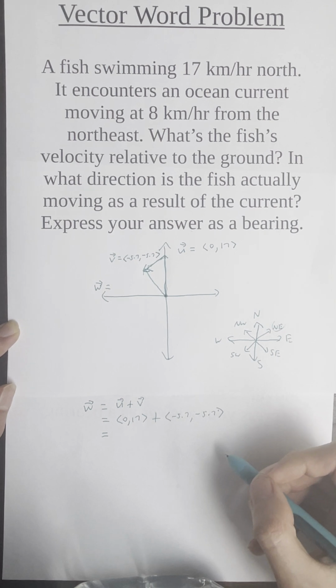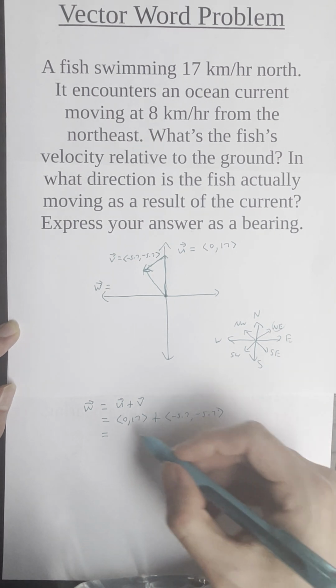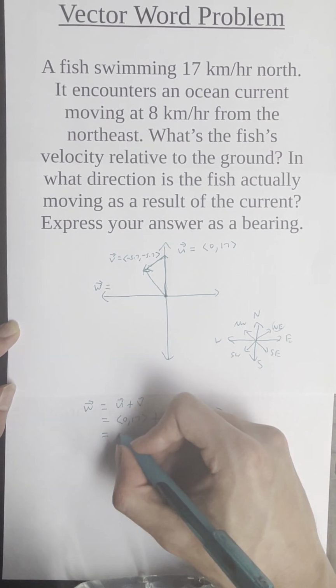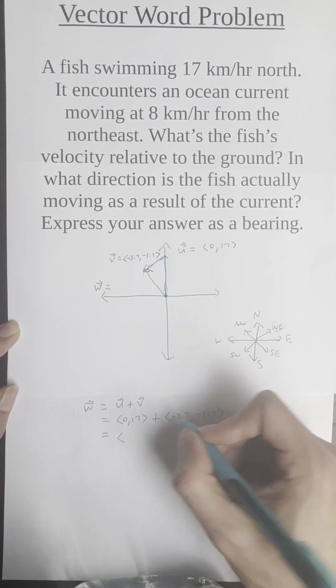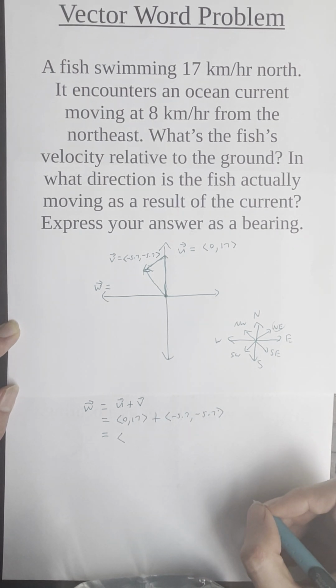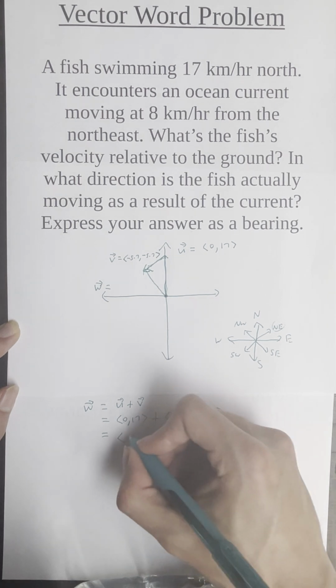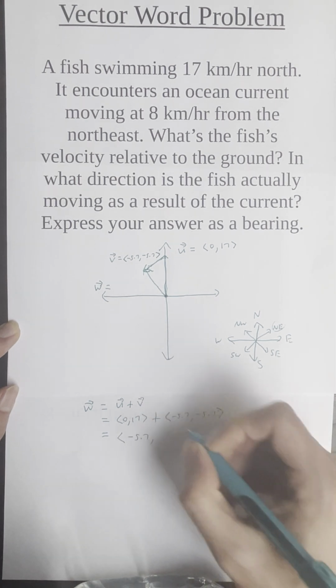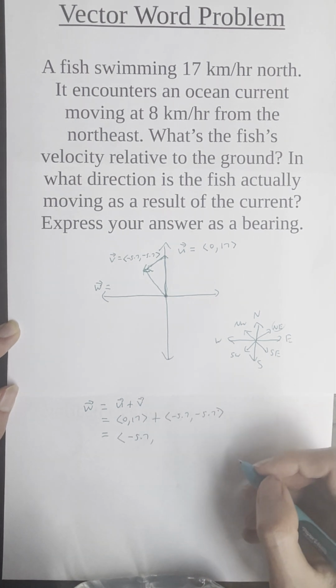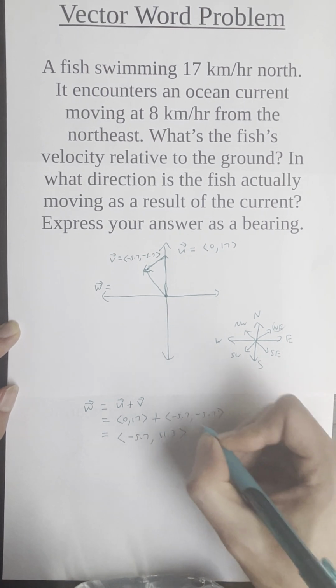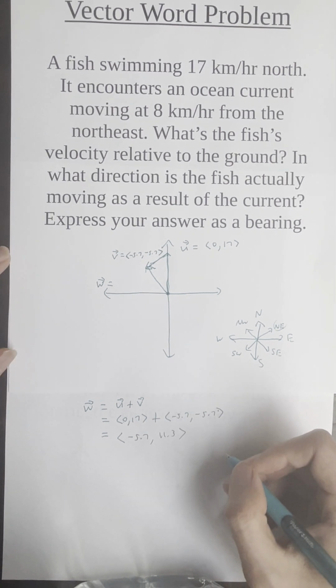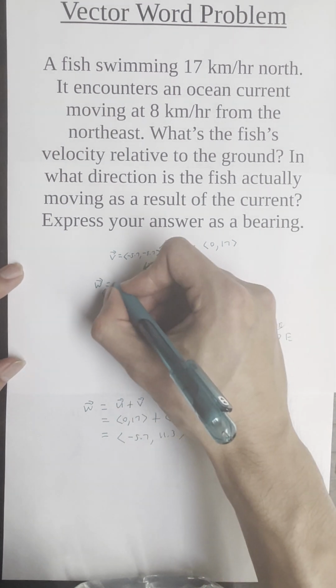And how do we add vectors? So we can add the x components. So what's 0 plus negative 5.7 is how much? Negative 5.7. And 17 plus negative 5.7, so 11.3. Okay, so let's go ahead and write that here.